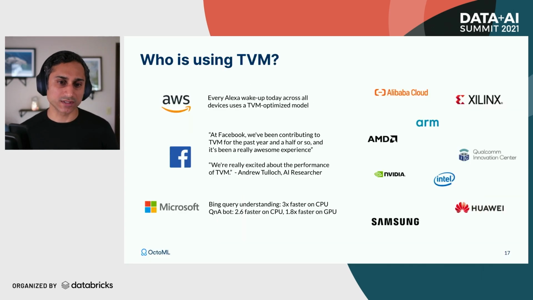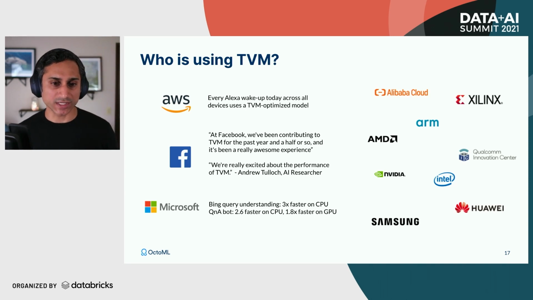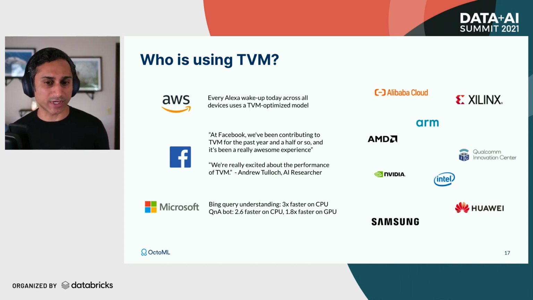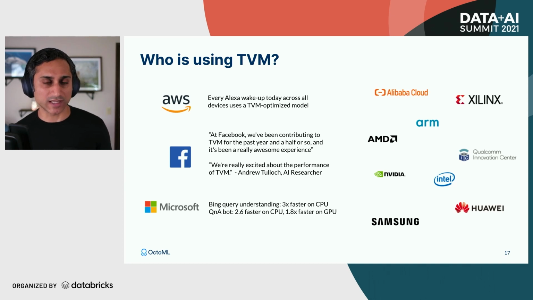So who's using TVM? The three prominent use cases I know about are in Amazon, every Alexa wake up today across all devices uses a TVM optimized model. So that's for faster responsiveness, so less user perceived lag, and also less energy usage, so less battery usage.